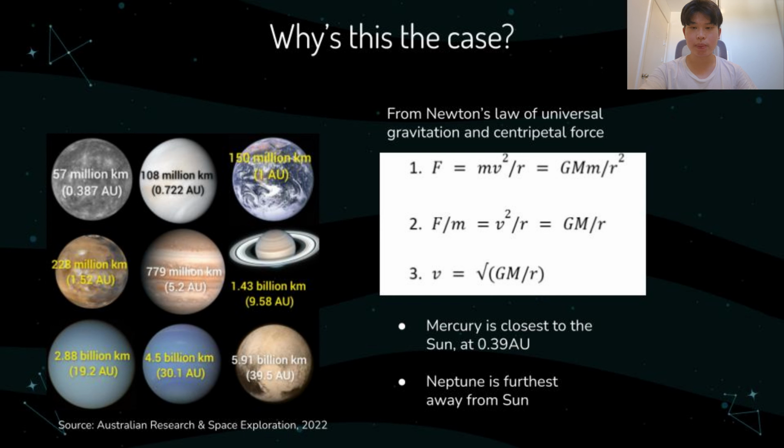As shown in the diagram, Mercury, being the closest at 0.39 AU from the Sun, has the highest orbital velocity of 47.9 km per second. Meanwhile, Neptune is the furthest planet from the Sun, at a distance of 30 AU, and has the lowest orbital velocity, which is 5.4 km per second.